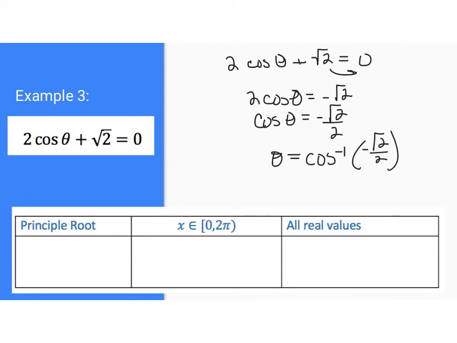Now we're going to look on the unit circle. Your principal root for cosine is 0 to pi, so you're looking at quadrant 1 and 2. So we're looking for an x value that's root 2 over 2, and that happens at 3 pi over 4.